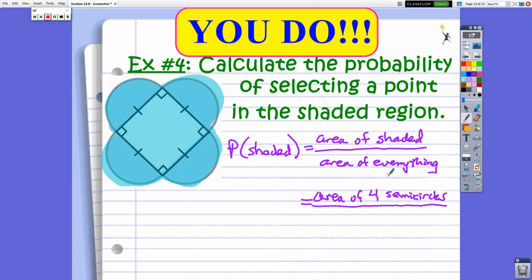Now the area of everything, well, there's really 2 different types of shapes in this problem, right? And it's not that they're inside each other. They're really like connected together like Legos here. Like we've got the 4 semicircles, that's part of everything here. Or again, you could say 2 full circles. But also, there's a square that's not shaded.